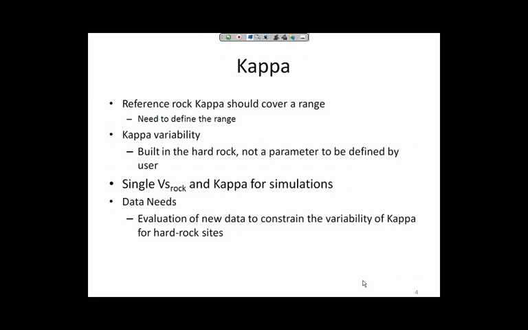And then when all of it's said and done, when we do the simulations, we're going to pick a single rock shear wave velocity and kappa that will be used for the simulations. And again, correcting for or adding additional variability to the simulations to capture the range for both VS and kappa that we need to capture.